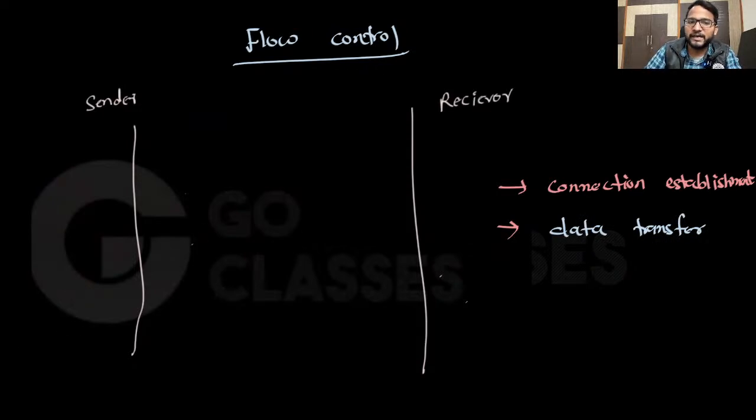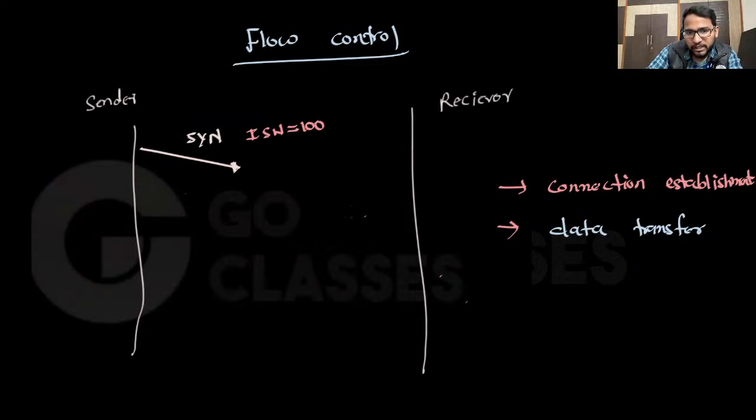Suppose that the sender is sending some data, and the sender wants to establish a connection. For that purpose, the sender sends a request, and initially it will send the SYN packet, right? That will be containing some initial sequence number. The initial sequence number could be anything, but let me take it as 100, which is randomly generated.